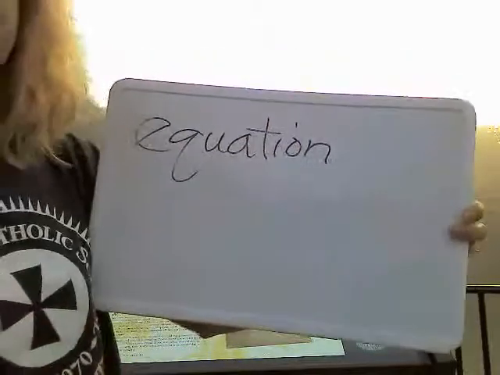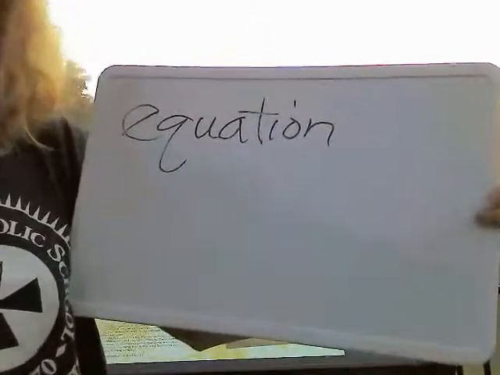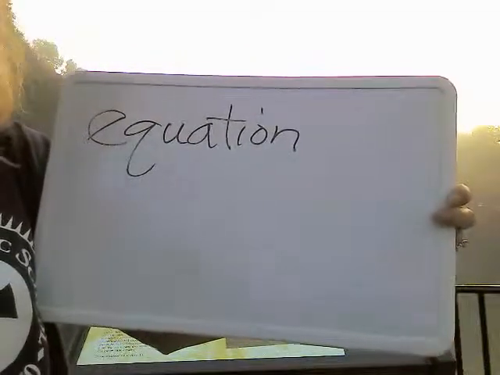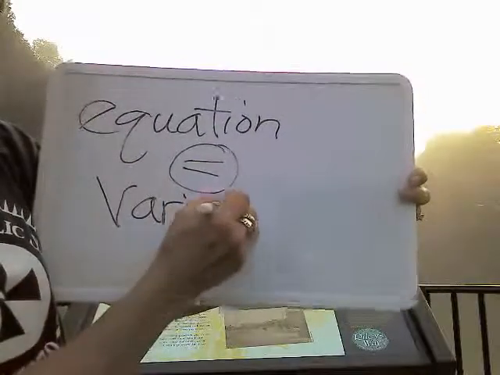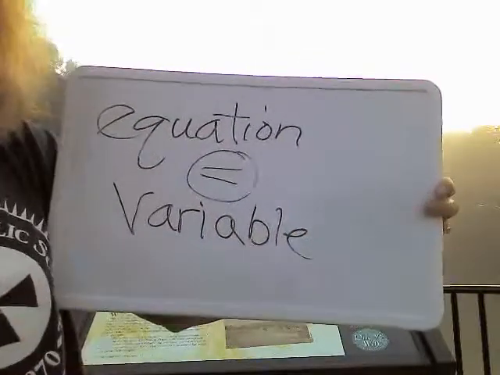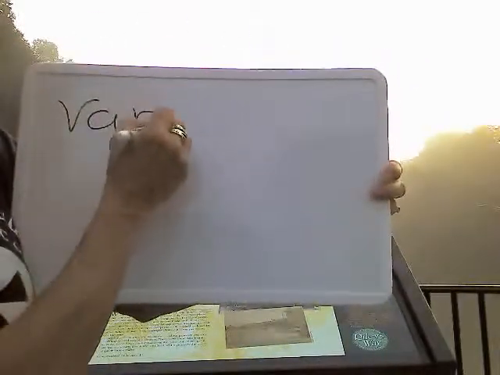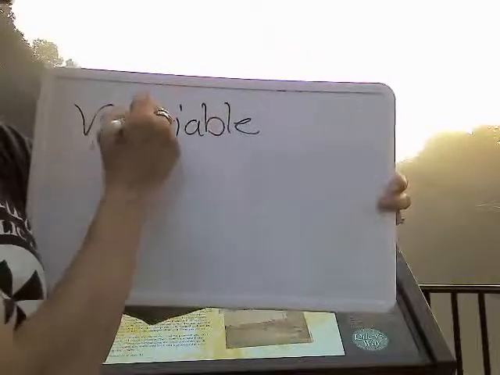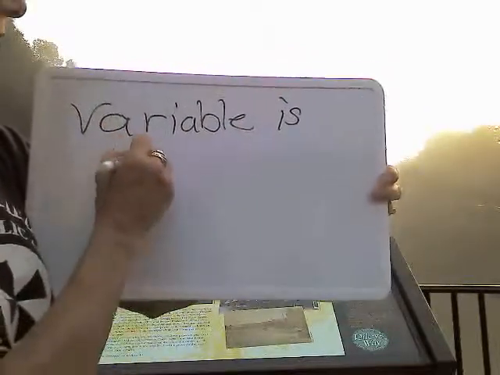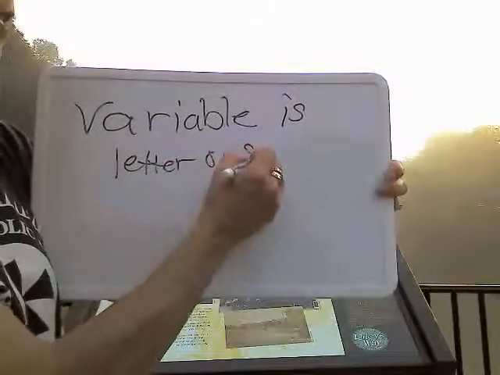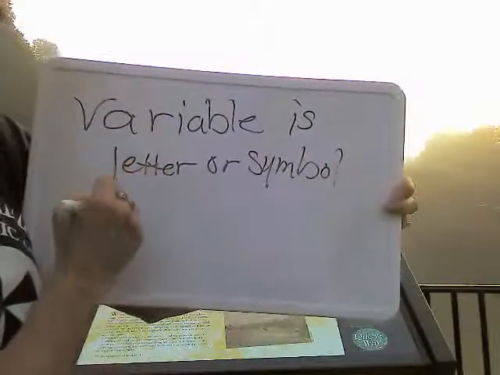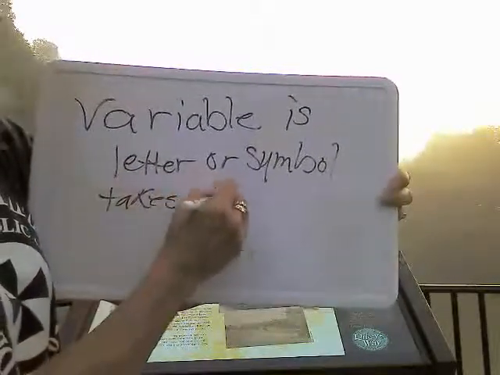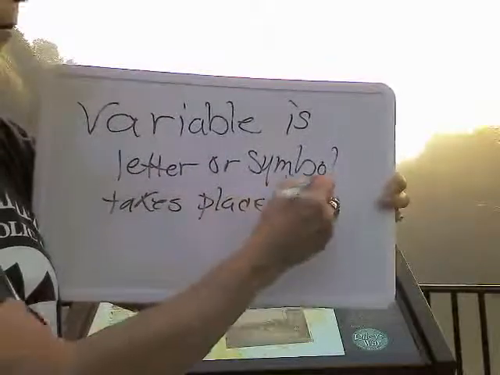An equation is simply a math sentence that has an equal sign in it, must have an equal sign in it, and a variable. Now a variable, do you remember what a variable is? I think you do. A variable is any letter or symbol that takes the place of a number.